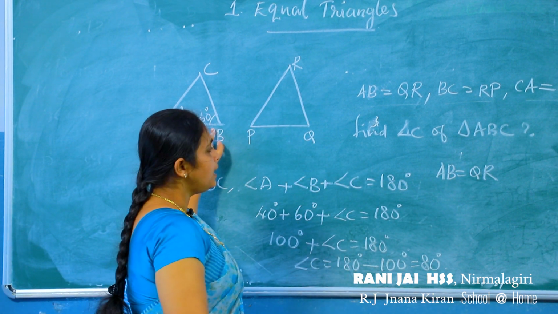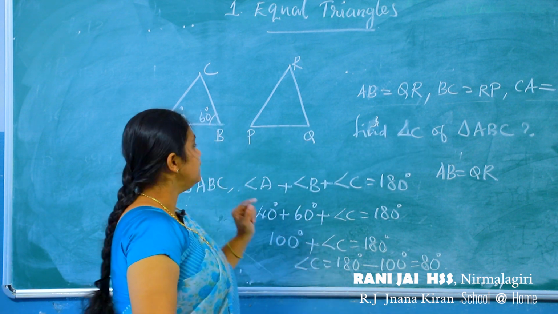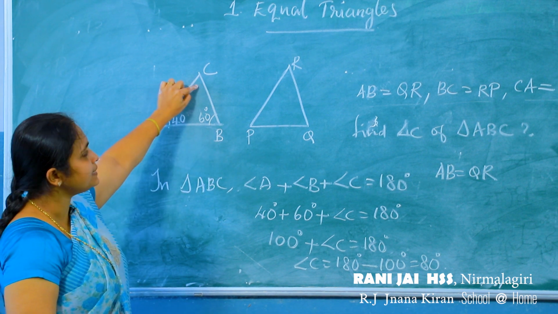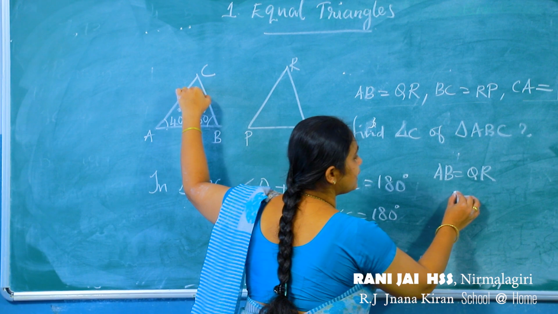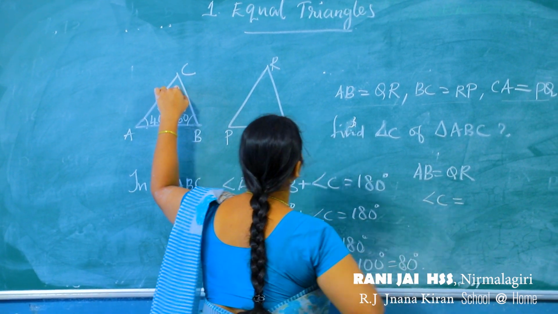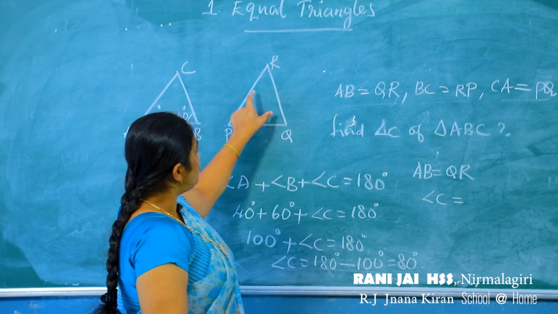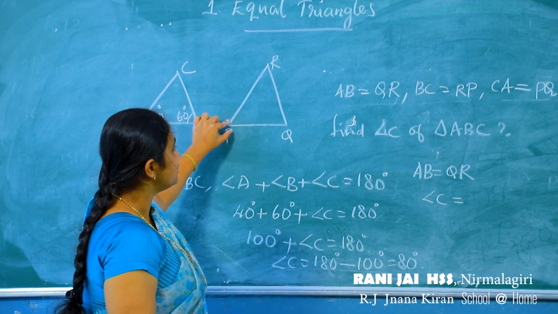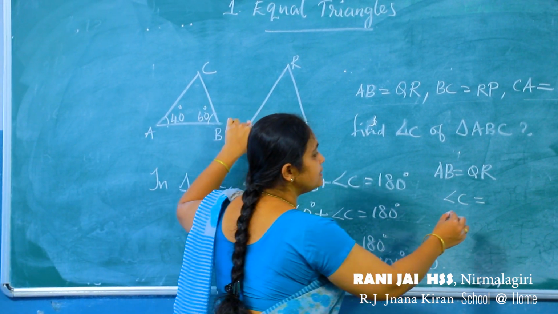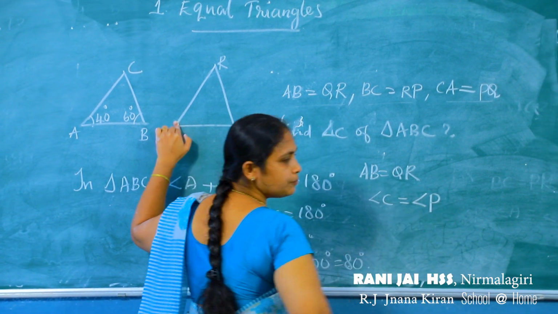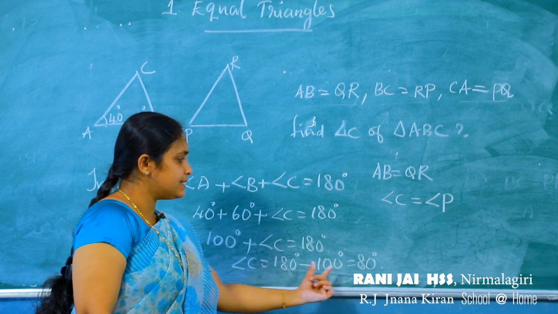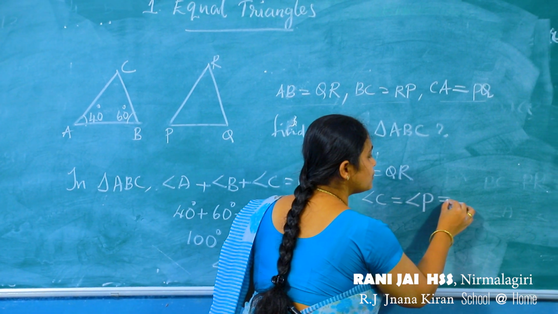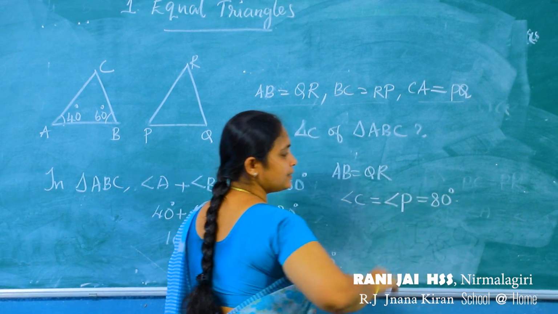Here AB equal to QR. Then what is the opposite angle of AB? Opposite angle of AB is angle C. Therefore, we can write angle C equal to the opposite angle of QR. What is opposite angle of QR? This equal to angle P. Angle C equal to angle P. Then we know angle C equal to 80 degree. Therefore, angle P also equal to 80 degree.